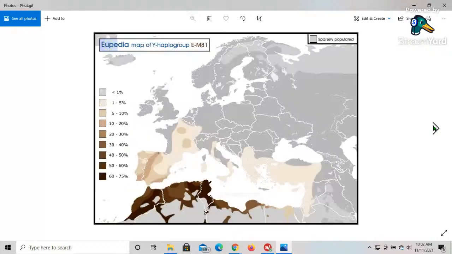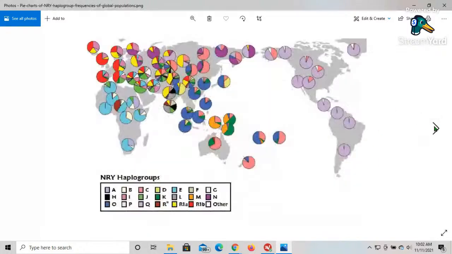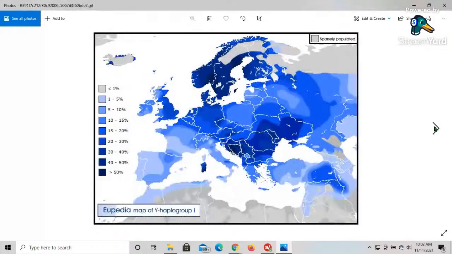Just so much to learn, right? This is EM81, which would be the original Phoenician Berbers, or the original descendants of Put in North Africa. There's so much to go over, so much to cover. This is the I, both I1 and I2. So this is Semitic, by the way. These are the lost tribes of Israel.